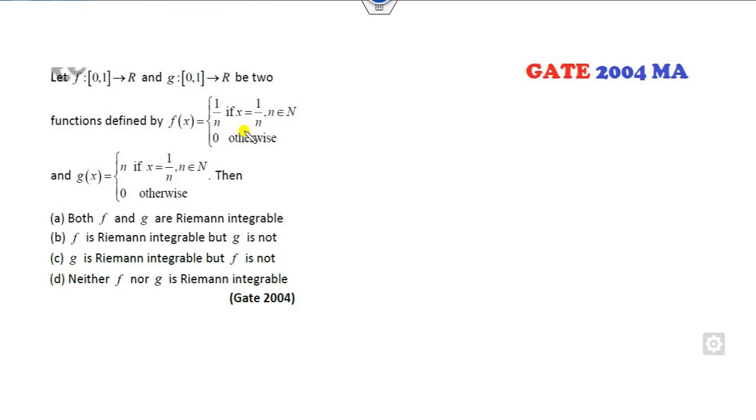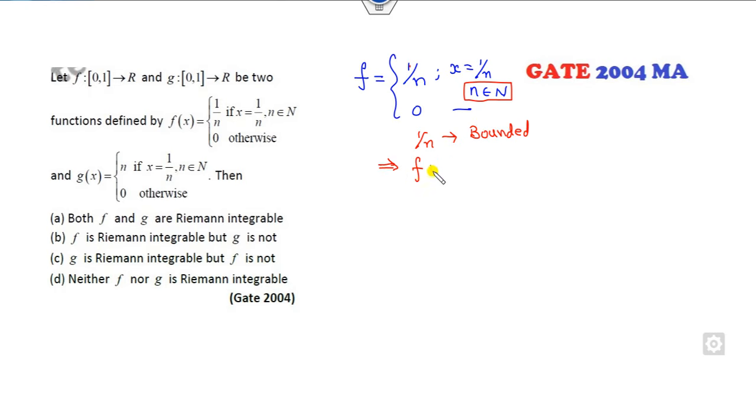Okay, look at this another one. A function is Riemann, okay, fine. f is 1 over n if x is 1 over n, where n is a natural number, and 0 otherwise. Now since n is a natural number, 1 over n is bounded. What does it mean? f is bounded. Now in order to prove it is Riemann integrable, we have to look at the discontinuities. What is the discontinuity here?